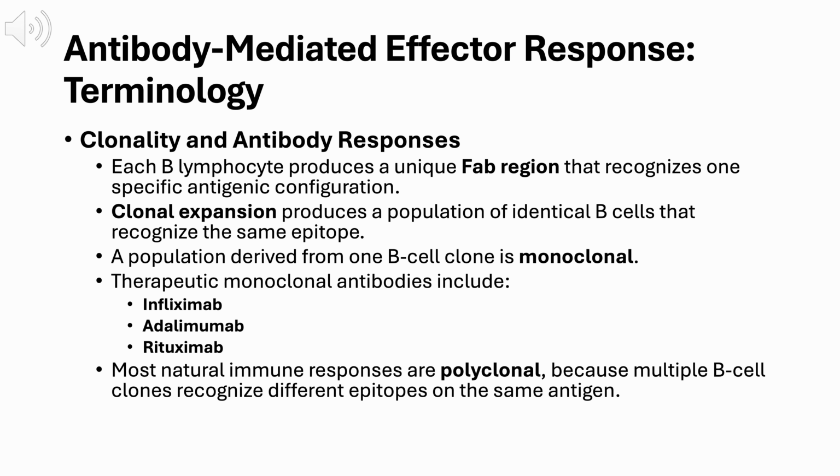Now contrast that with what the body does naturally. Most natural immune responses are polyclonal because multiple B-cell clones each recognize different epitopes on the same antigen, producing a diverse antibody mixture. So the distinction is, monoclonal means one clone, one epitope, one uniform antibody, the pharmaceutical product. Polyclonal means many clones, many epitopes, the physiologic response. That contrast sets up the next slide, where antibodies themselves become antigens.